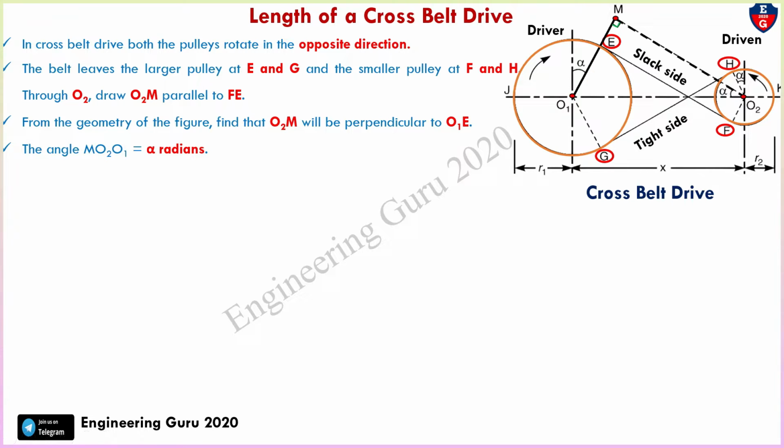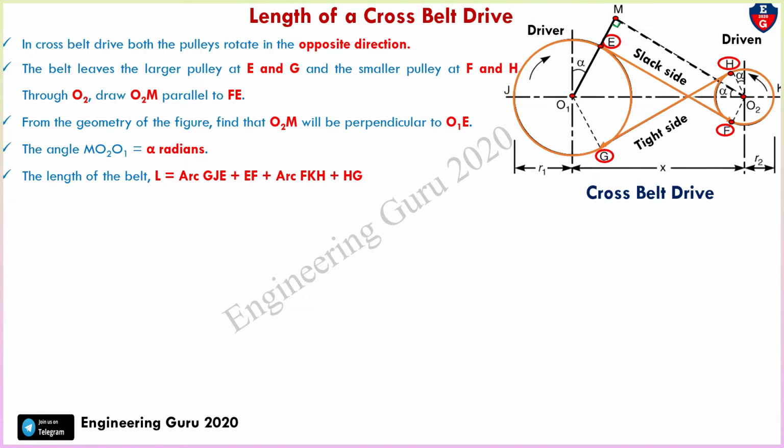The angle MO2O1 equals alpha. Means this angle O1O2M is alpha. The length of the belt equals arc GJE plus EF plus arc FKH plus HG. This is the total length of the belt.